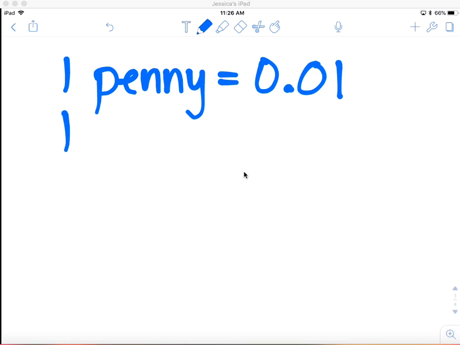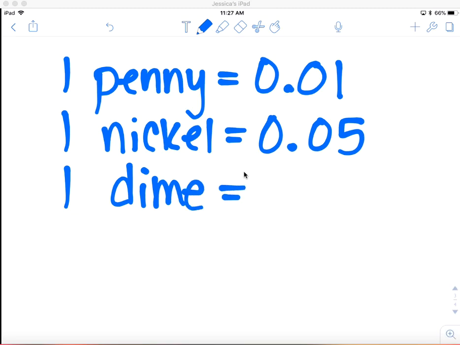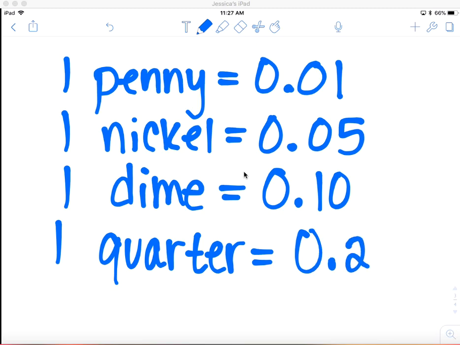If I have 1 nickel, that is equivalent to 5 cents. That is 0.05, not 0.5. If I have 1 dime, that is equivalent to 10 cents. And if I have 1 quarter, that is equivalent to 25 cents.